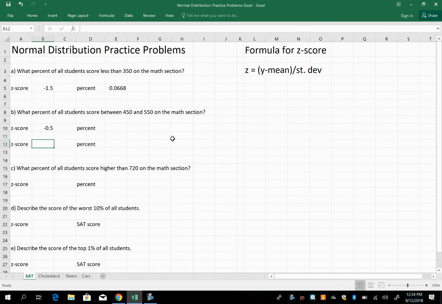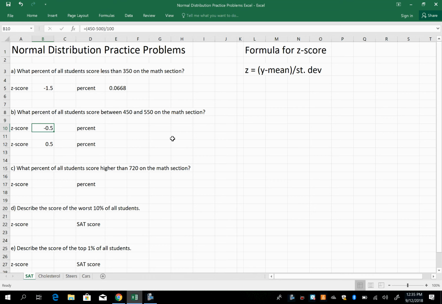This is for 550: equals, parentheses, 550 minus 500, close it, divided by 100. Check your table right now. Make sure you both have negative 0.5 and 0.5. I just typed that in, using parentheses for the numerator. Did you check, Pablo? Viviana, you got it? Okay.